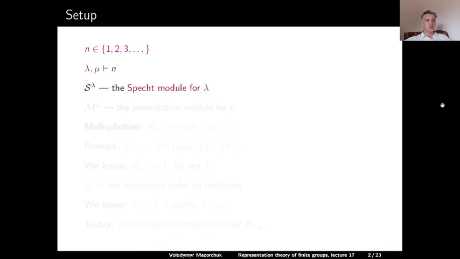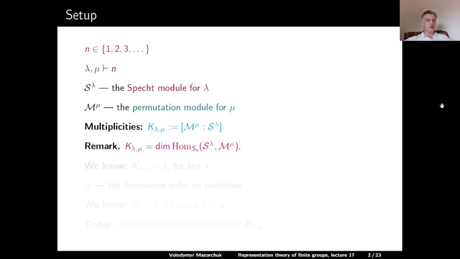Then we have the corresponding Specht module S lambda for the partition lambda, and the permutation module M mu for the partition mu. Let us define the multiplicity k lambda mu as the multiplicity of the Specht module S lambda in the permutation module M mu. From our general theory, we know that k lambda mu is equal to the dimension of the space of all Sn homomorphisms from S lambda to M mu.